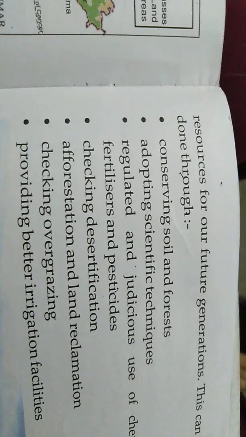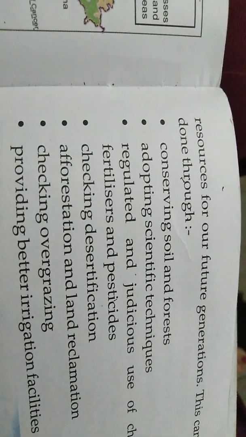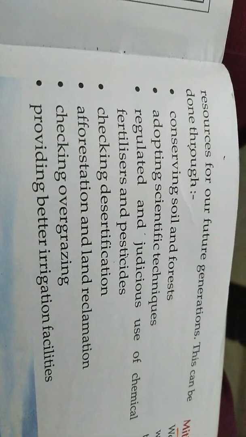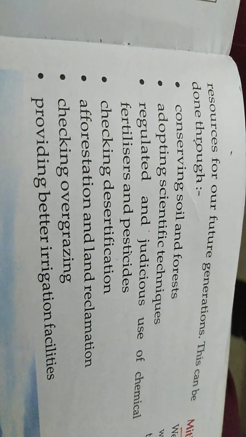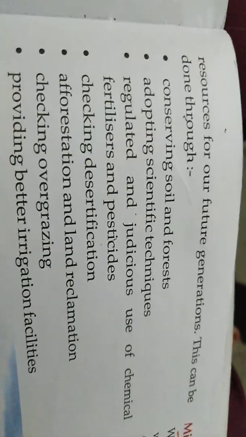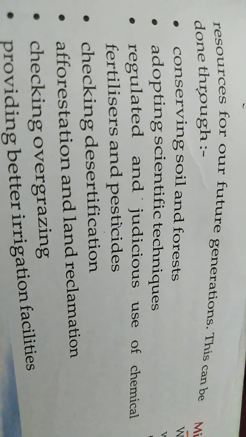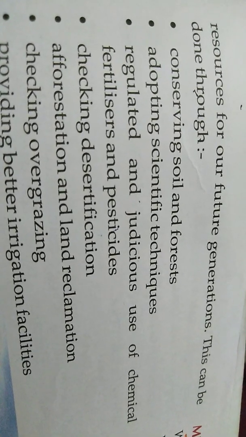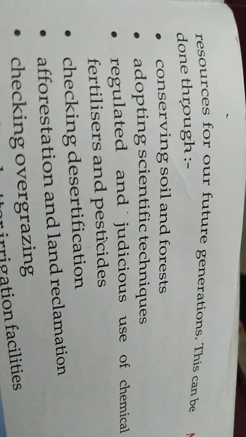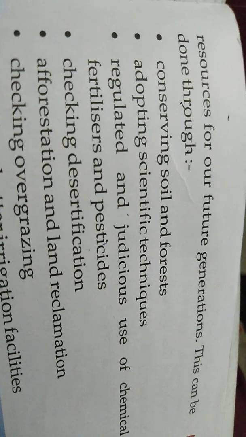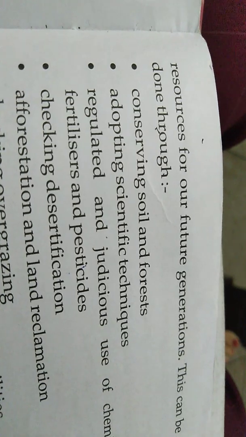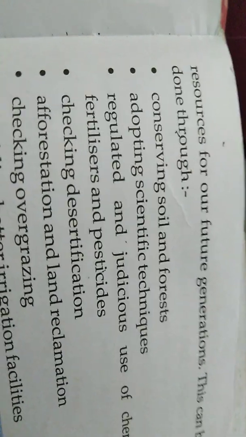Next, adapting scientific techniques, we have to adapt the scientific techniques. Regulating and judicious use of chemical fertilizers and pesticides, how to regulate the use of chemicals. If we use chemicals excessively, it reduces the fertility rate, but if we use a proper amount of chemicals, fertilizers or pesticides, it helps to grow the crops more frequently and with more nutrient value.